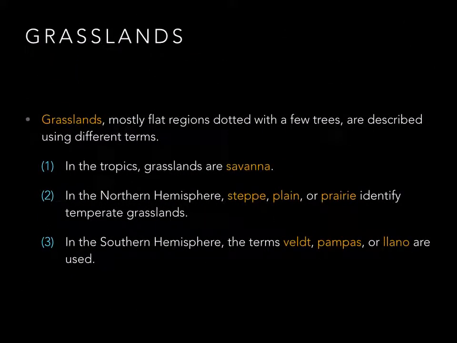Grasslands. Grasslands are mostly flat regions dotted with a few trees, and we describe them using different terms. In the tropics, particularly in Africa, we'll refer to a grassland as the savanna. In the northern hemisphere, a grassland can be called steppe, plain, prairie. These are all temperate grasslands. In the southern hemisphere, in South Africa, the name veld is used. In South America, the terms pampas and llano are used.